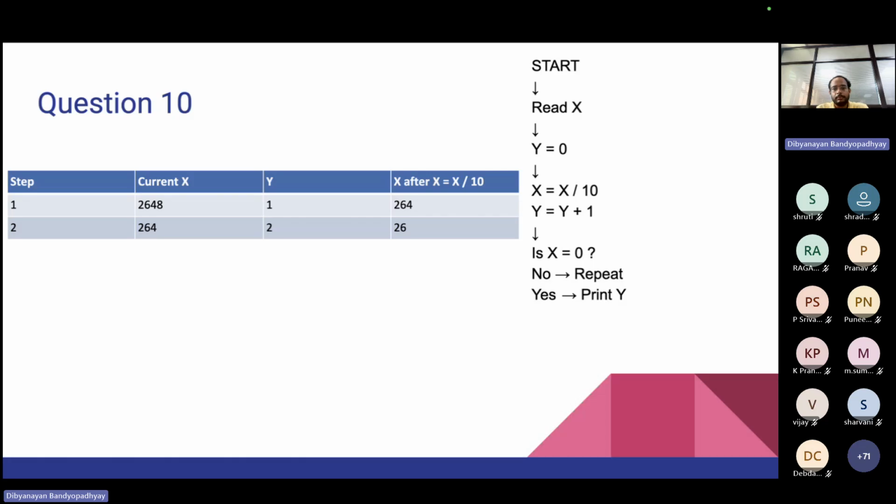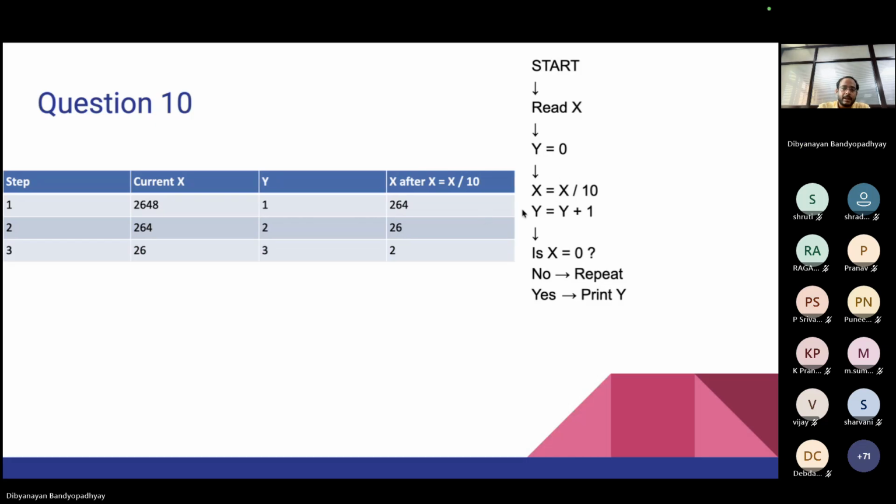In the next operation, the value of y will be 2, because it is starting from 1, 1 plus 1 equal to 2, and the value of x will be x divided by 10. So you take 26 rather than 26.4, because it is an integer, right? In the next operation, you again divide 26 by 10 and assign the value. So the value of x will be 2, and the value of y will be 3, because the previous value of y was 2. So 2 plus 1 equal to 3.